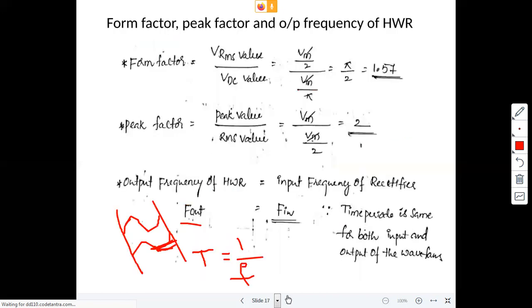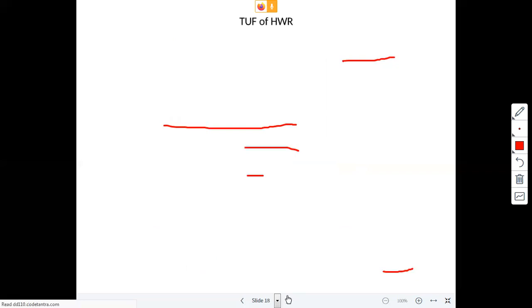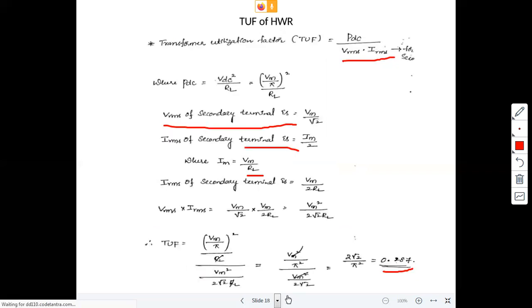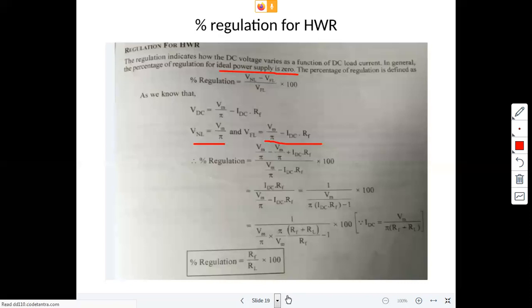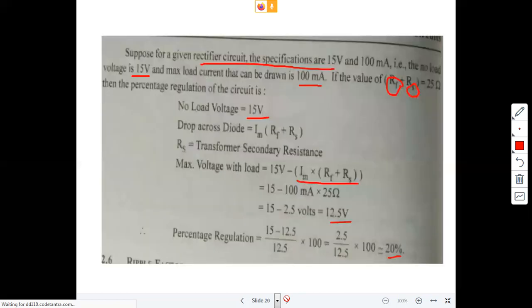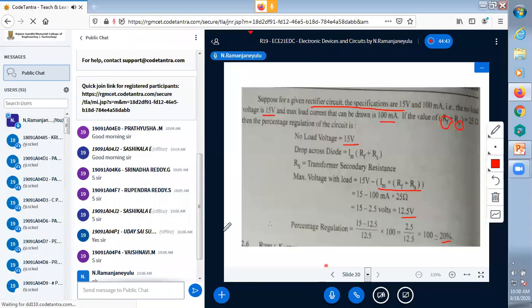These are all the parameters. Form factor is 1.57, peak factor is 2, and output frequency is equal to input frequency. Transformer utilization factor is 0.287, and the percentage regulation is RF by RL, which in the small problem is 20%. This is about half-wave rectifier circuits.